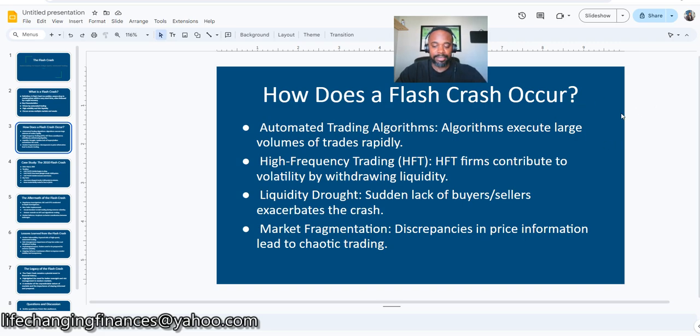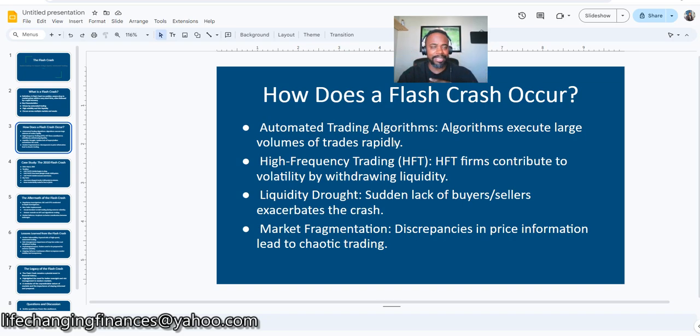We can see that automated trading algorithms execute large volumes of trades rapidly. Also, high frequency trading, which is also known as HFT, firms contribute to volatility by withdrawing liquidity. Now, liquidity drought, a sudden lack of buyers and sellers, exacerbates the crash. Then market fragmentation, the discrepancies in price information, led to chaotic trading. So all of this in a nutshell is really how these flash crashes take place.